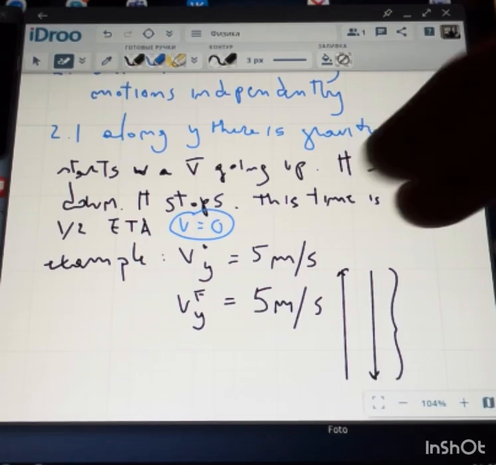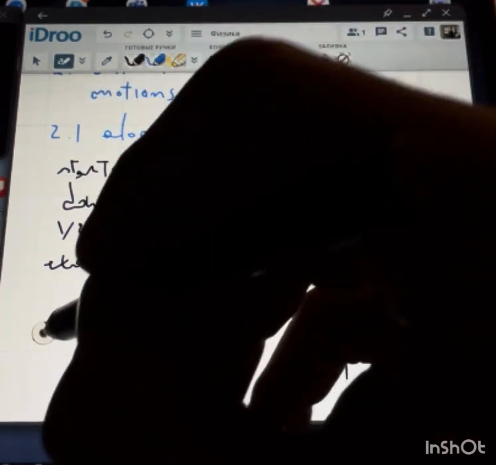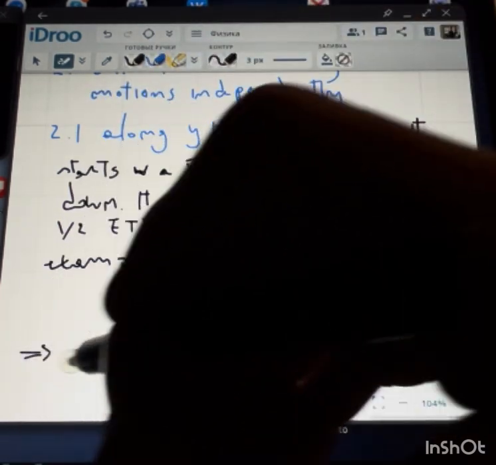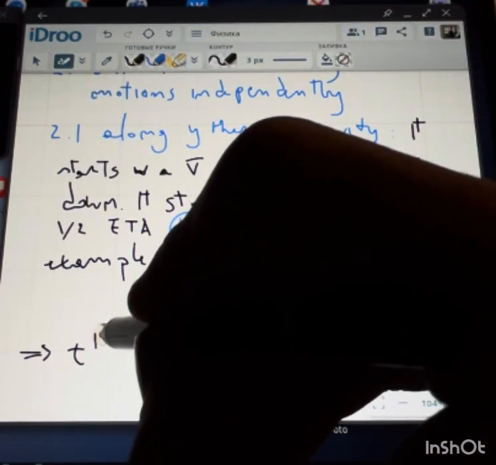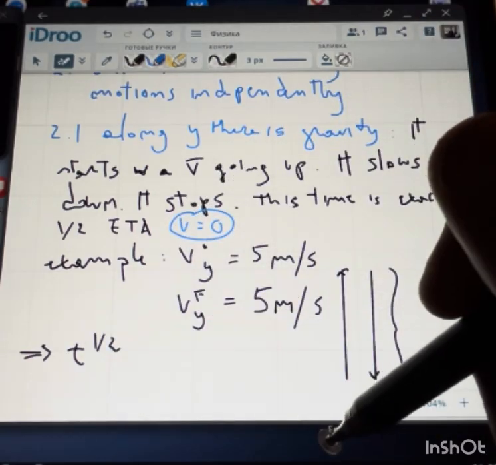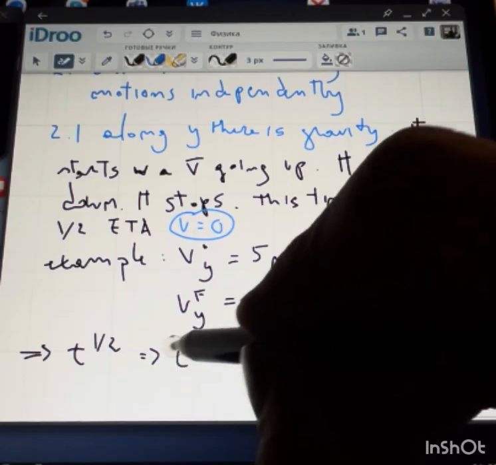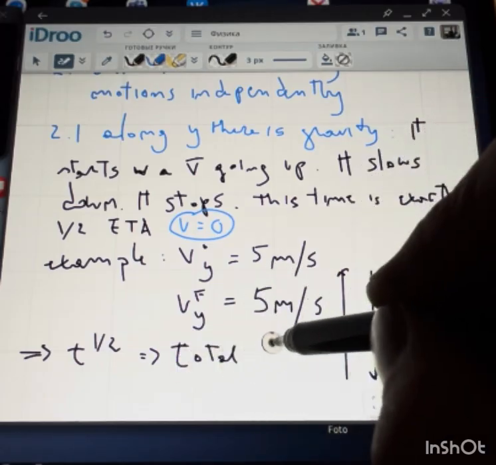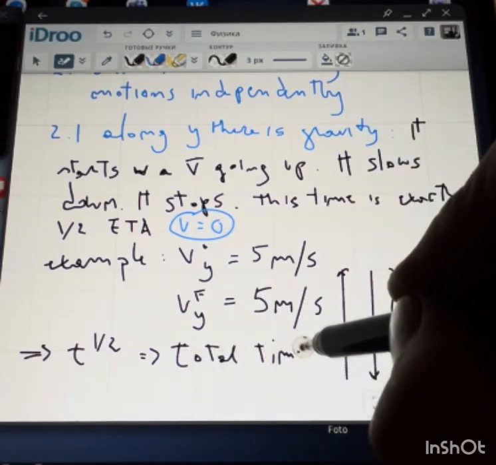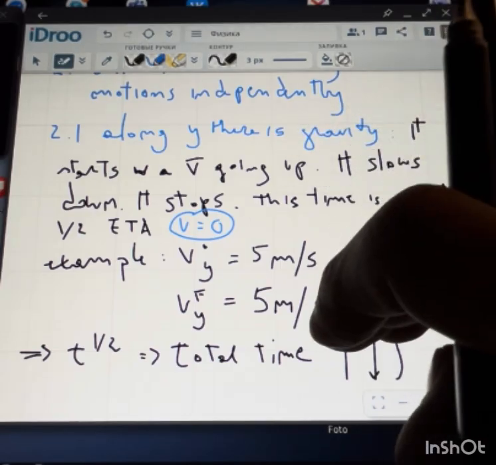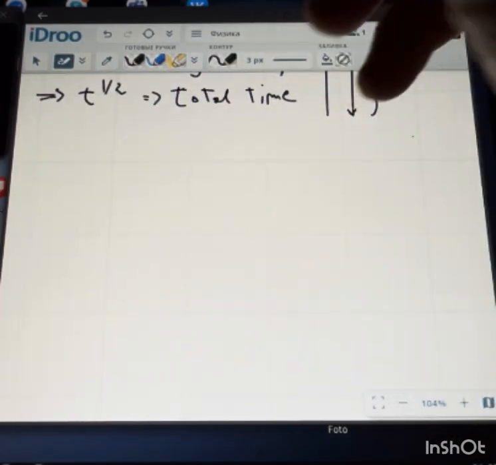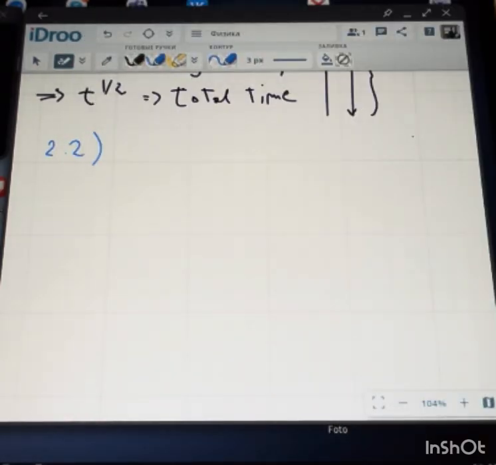So good to know that. Out of this, we can determine the time, one half, hence the total flight time as well. Why do we need this total time? Because the total time is how we're going to figure out the distance. Yes, correct. Bingo.